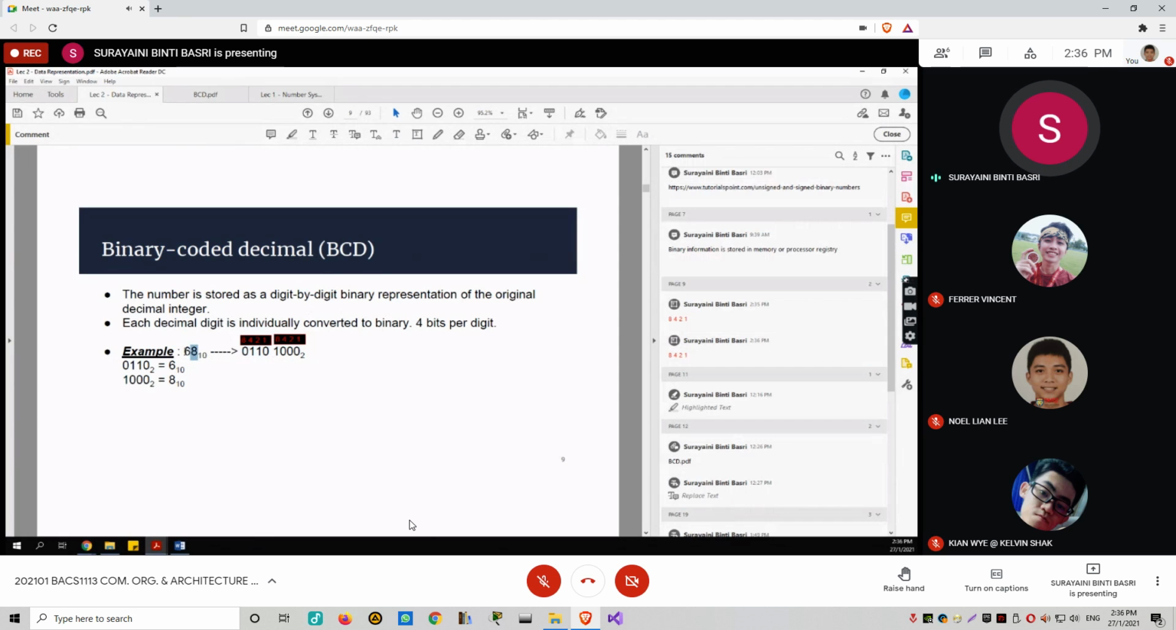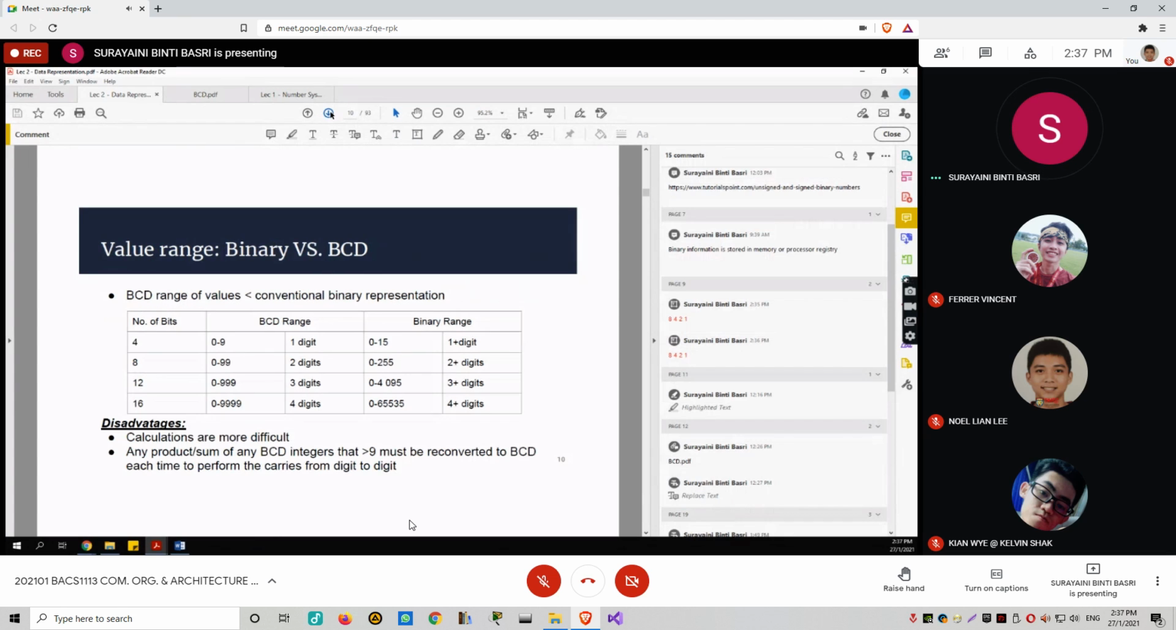Okay, so this is the binary coded decimal, meaning we convert each of these decimal digits to its binary representation, but in 4-bit digit. Okay, so we will get 1000 equal to 8, 0110 equal to 6. Okay? So this part, I think it is simple.